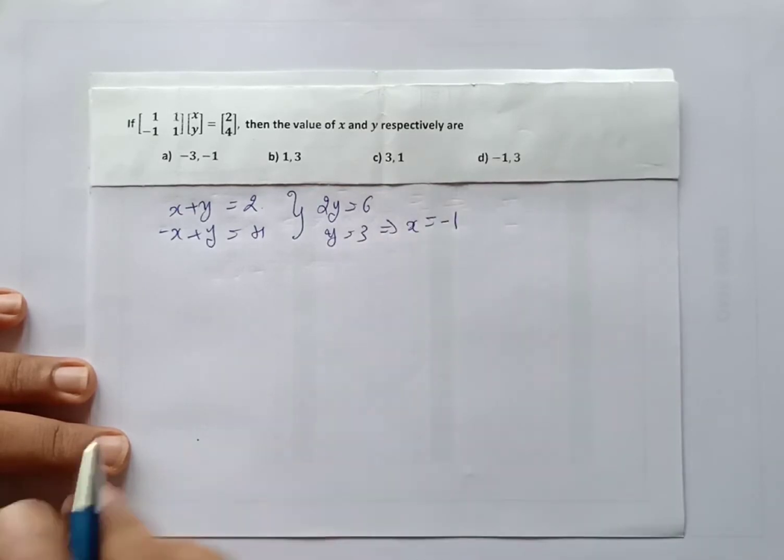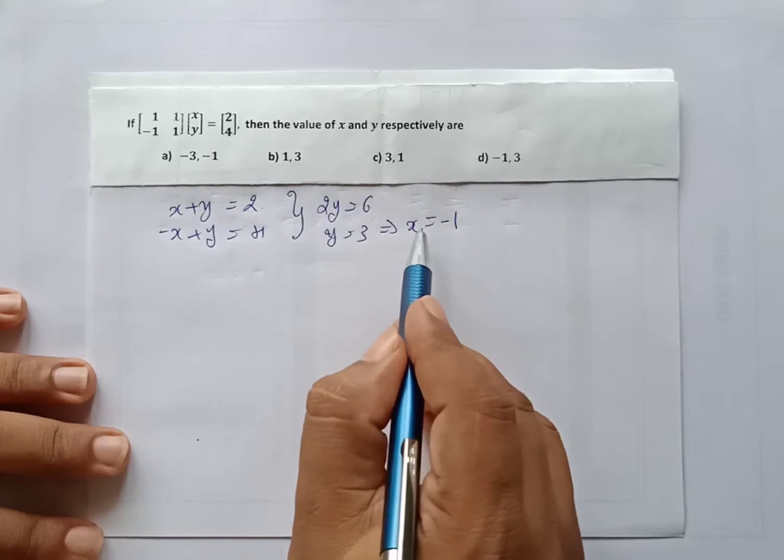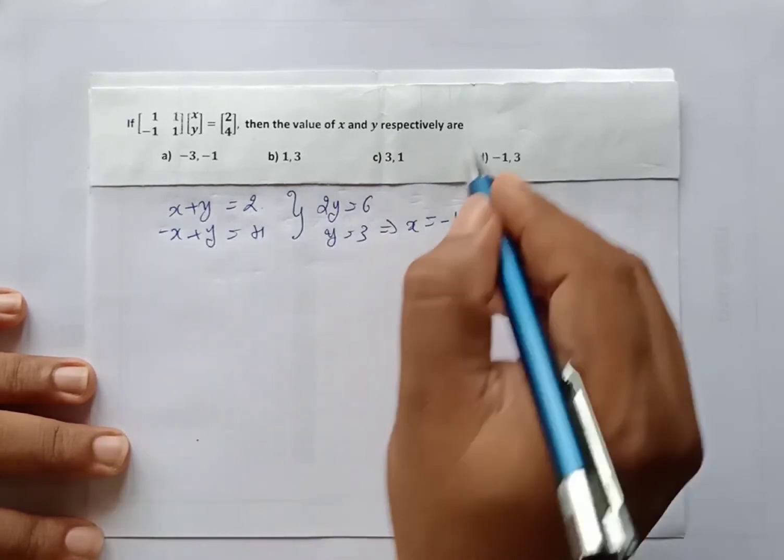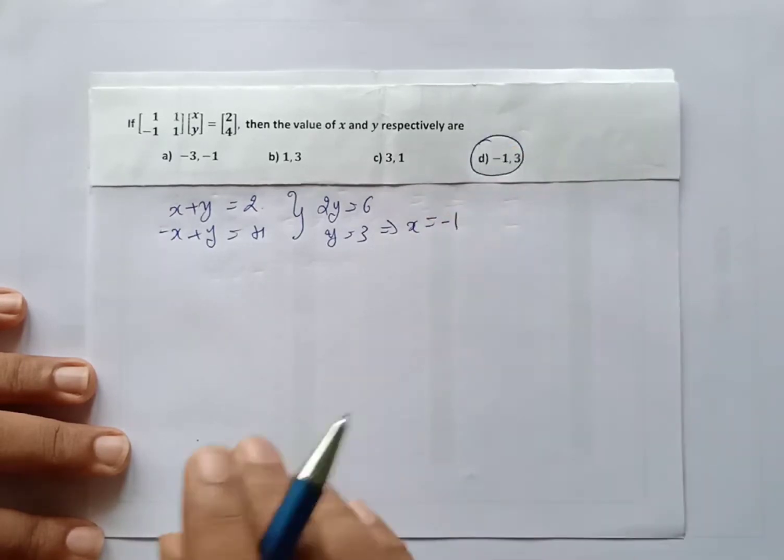The x value is minus 1. Why minus 1? Minus 1 plus 3 is 2. Minus of minus 1 plus 3 is 4. So the correct answer is option D. This is not a difficult problem.